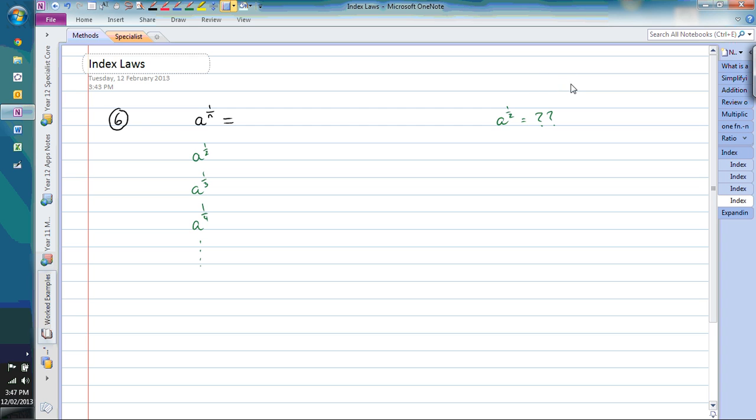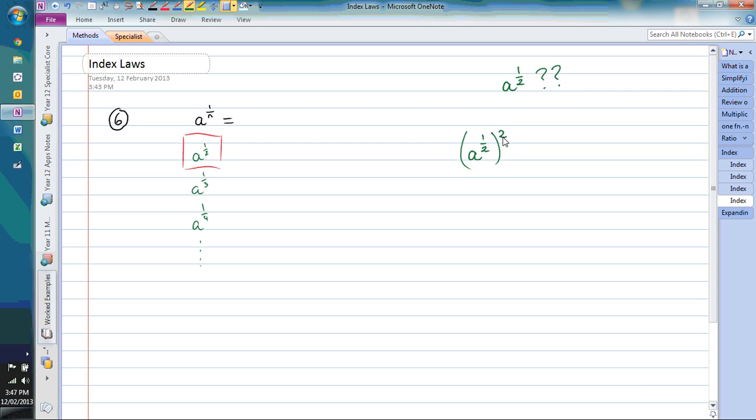So to start off, I'm going to look at this case here. What does a to the power of 1/2 mean? We can get a feel for what this is going to mean by thinking about what happens if we square it. Let's take a to the half, and we're going to square it.